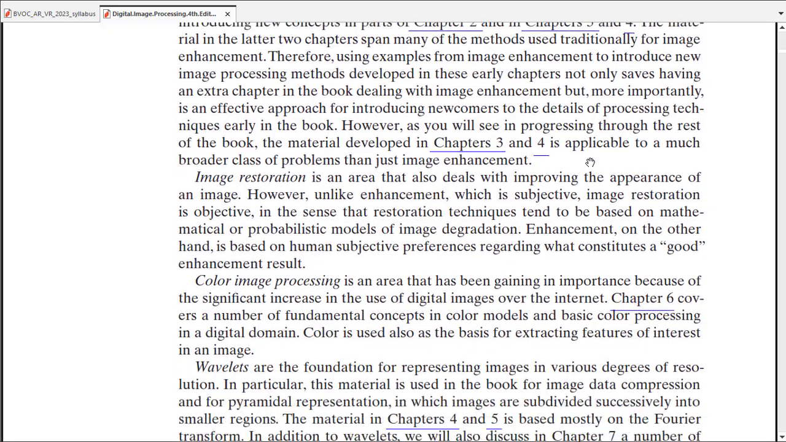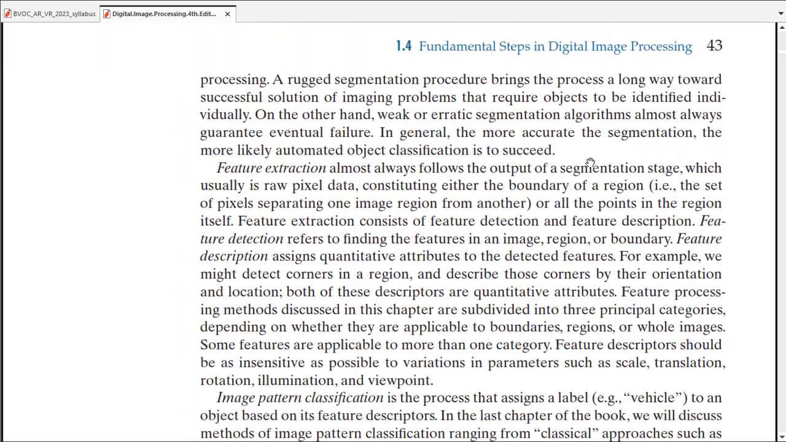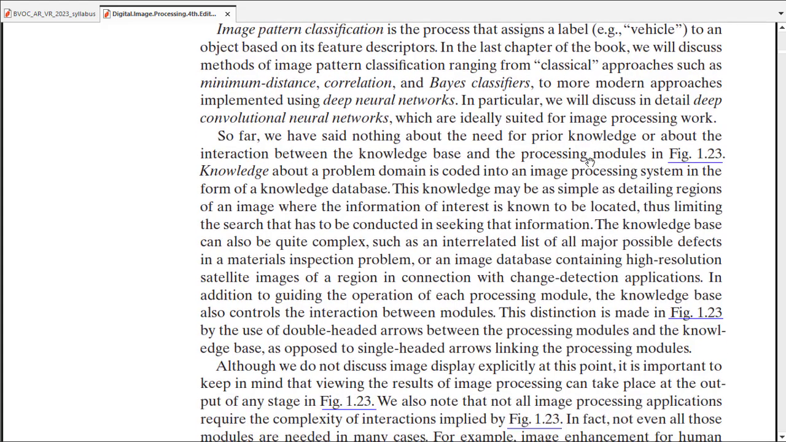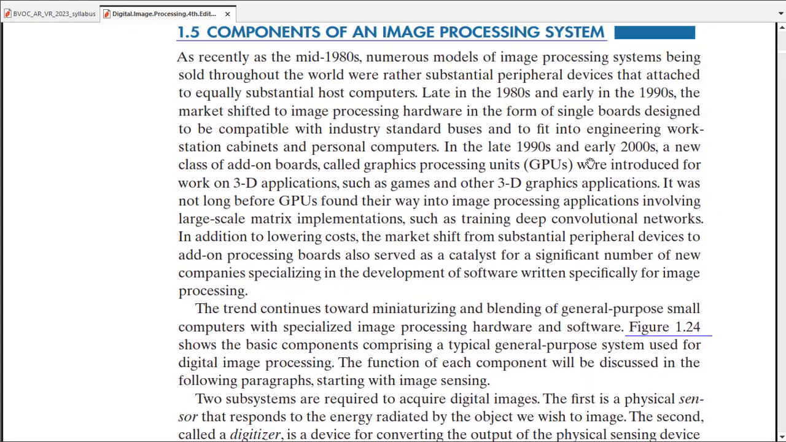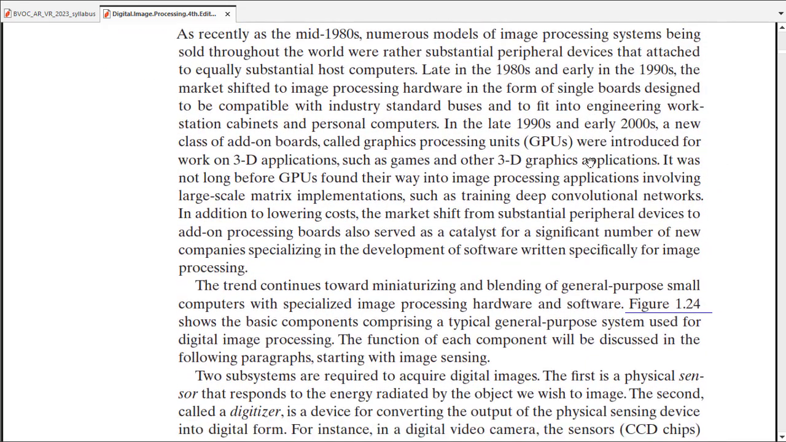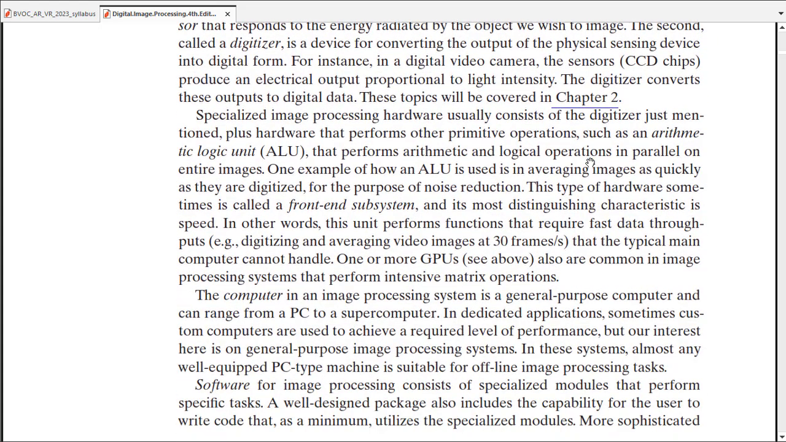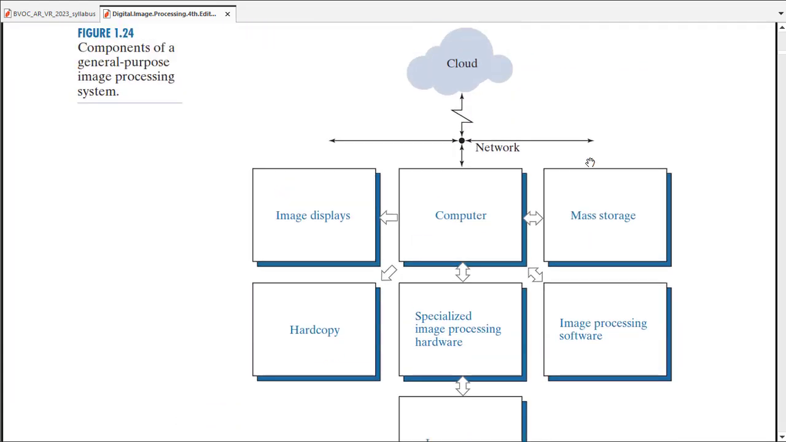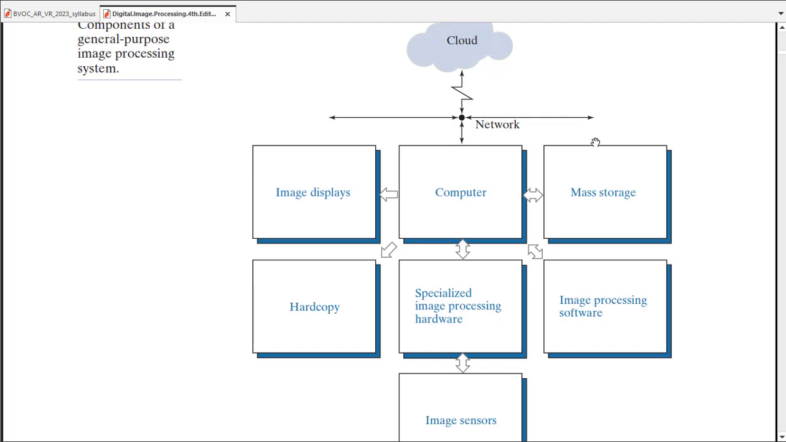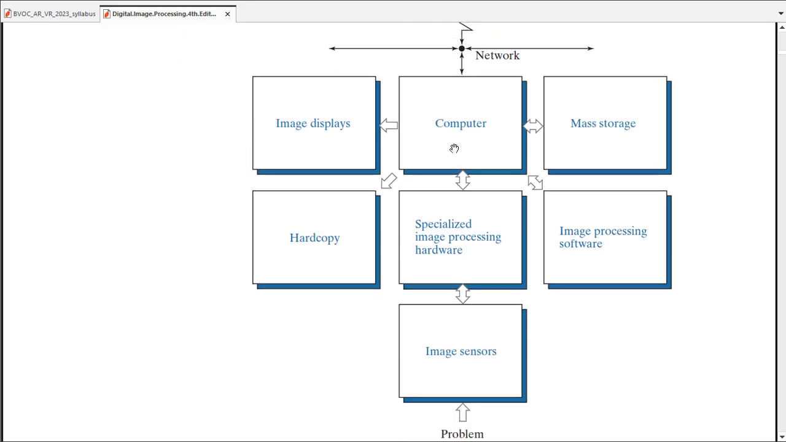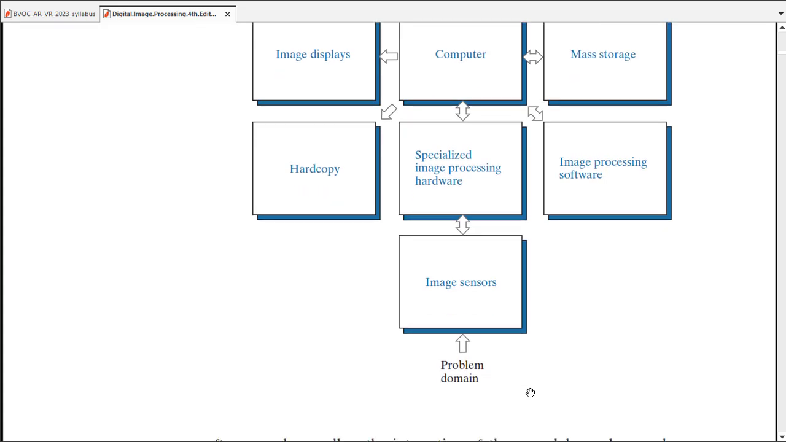So now we move on to the next level of image processing techniques. What are the main components of an image processing system? There are many components. The first is the cloud, connected with the internet network. Then there are a computer, image display, mass storage, hard copy, specialized image processing hardware, image processing software, and image sensors. This is the problem domain.